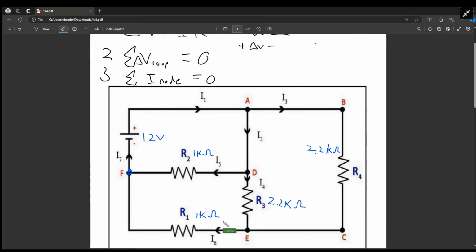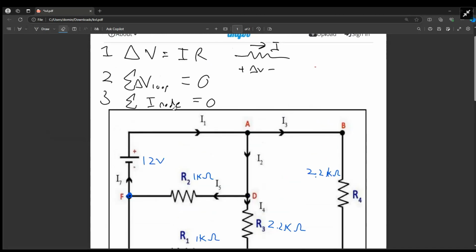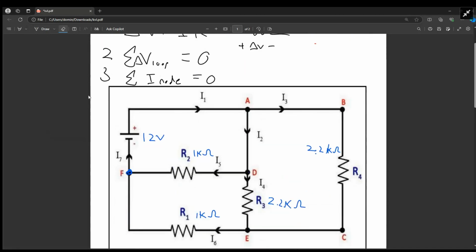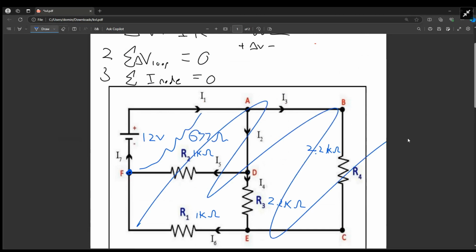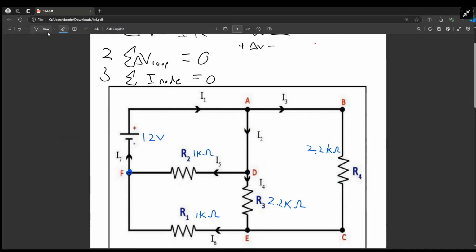Now remember earlier that the equivalent resistance of the circuit is 677 ohms. So that means that equivalently, this DC power supply sees 677 ohms if I were to disregard the whole network. You can treat this whole network as a 677 ohm resistor. So we can actually use that to find the current going through the source.